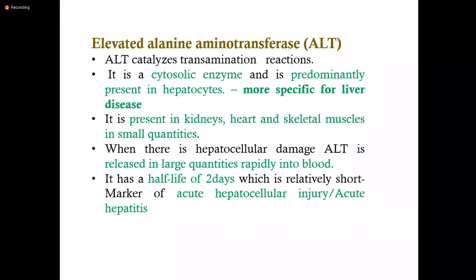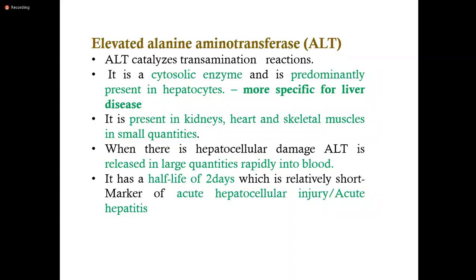This alanine aminotransferase, you have to tell where it is located and what its role is. It catalyzes transamination reactions in the liver, and it is a cytosolic enzyme. It is predominantly present in the liver, and because of that it is more specific for liver disease.